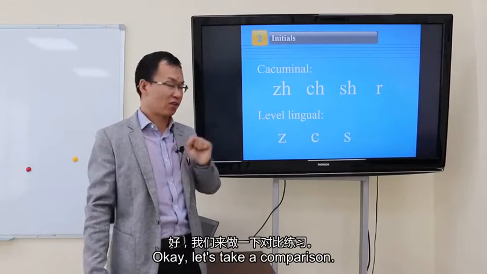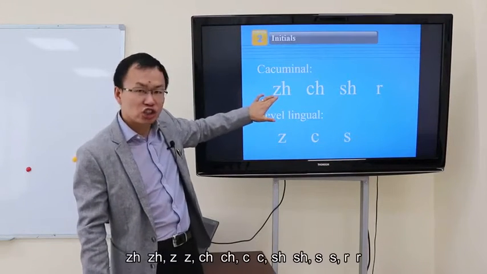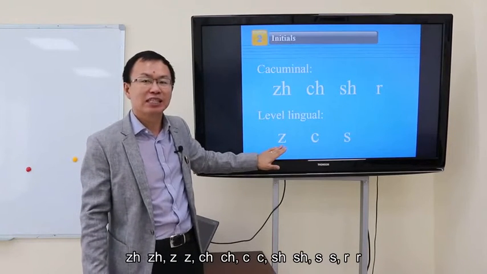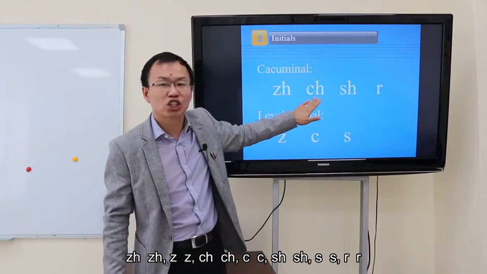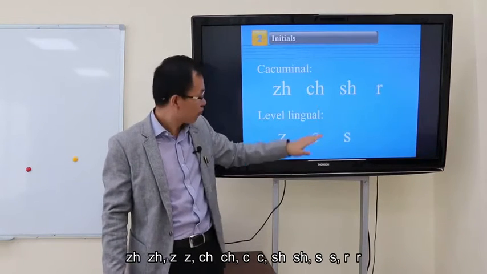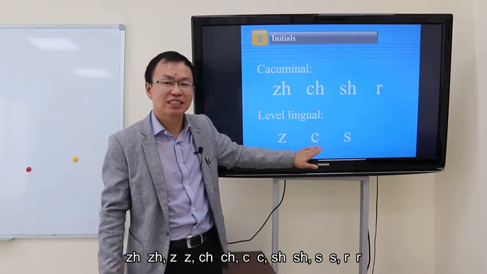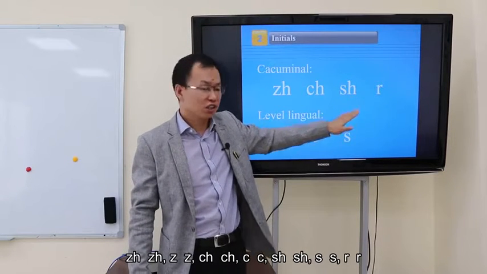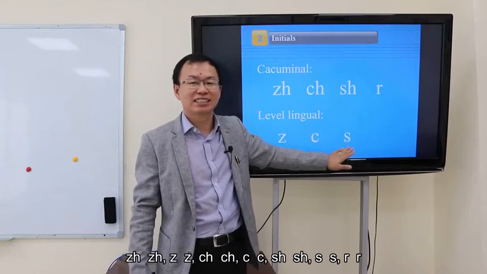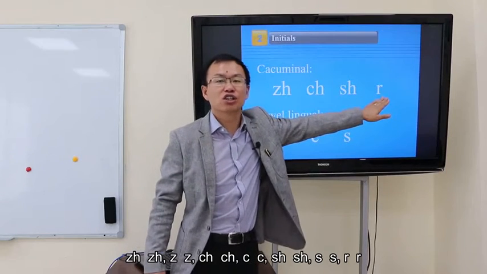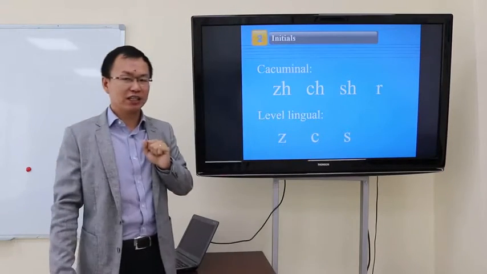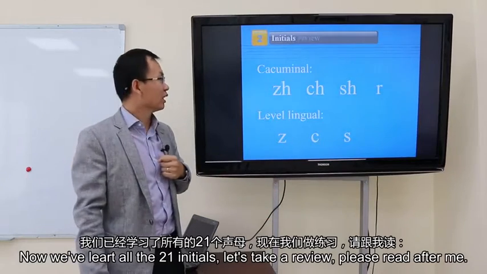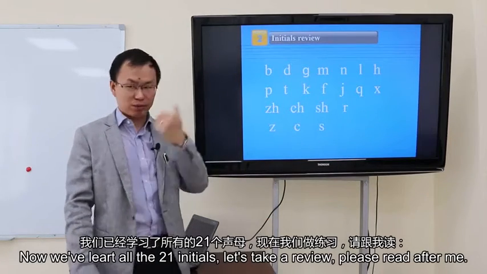Okay, let's do a comparison. 知, 知, 滋, 滋, 吃, 吃, 呲, 呲, 诗, 诗, 思, 思, and 日, 日. Okay, now we have learned all the 21 initials. Let's take a review. Please read after me.